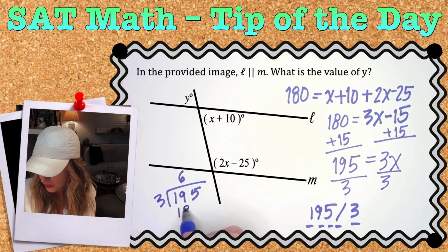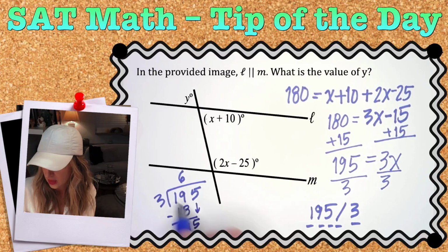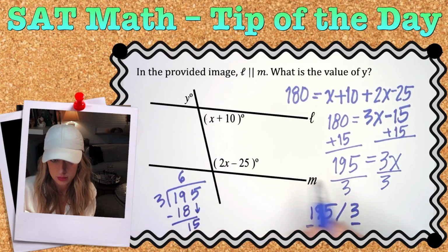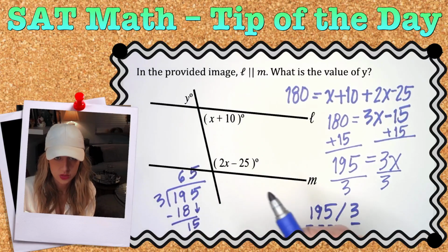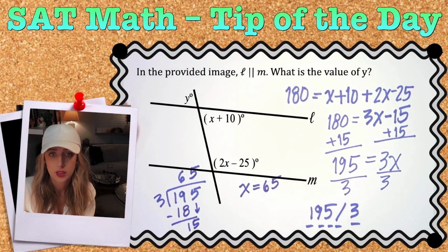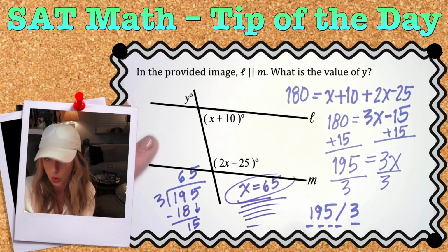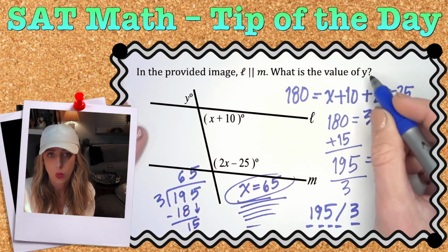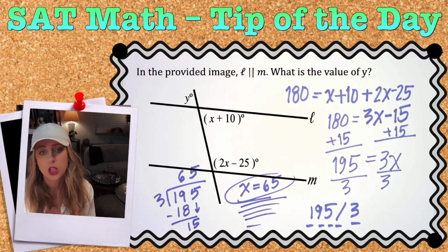6 times 3, 18. Subtract 1. Bring down the 5, 15. How many times 3 go into 15? 5. Perfectly. So 65. Now what does that mean? X is 65. Is that our answer for this? No. What is the value of y? Well, what does y equal? We need to know more now.